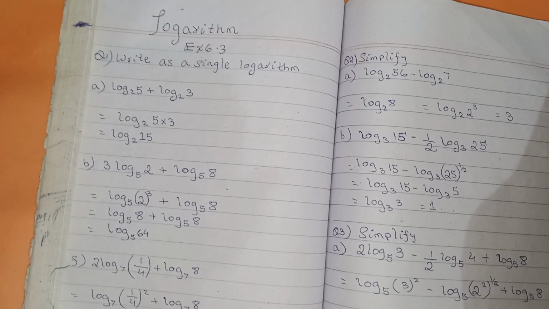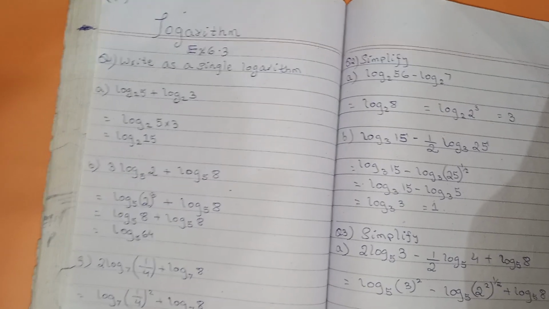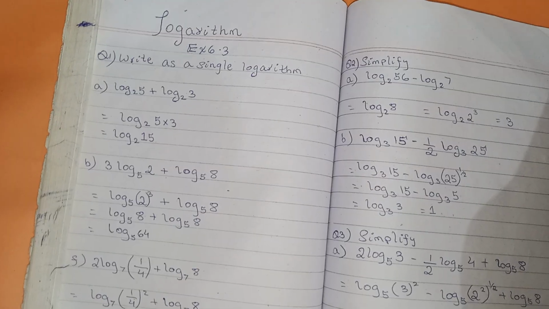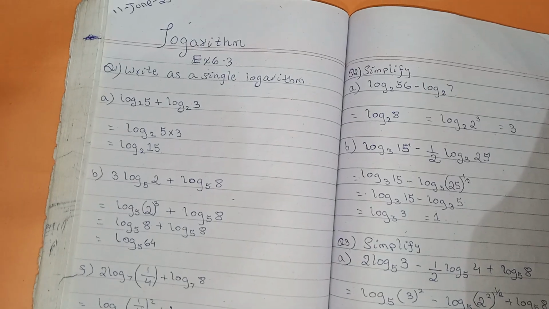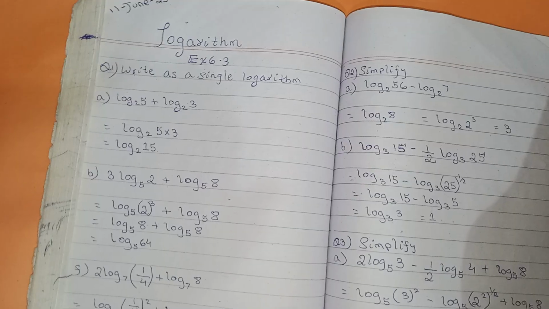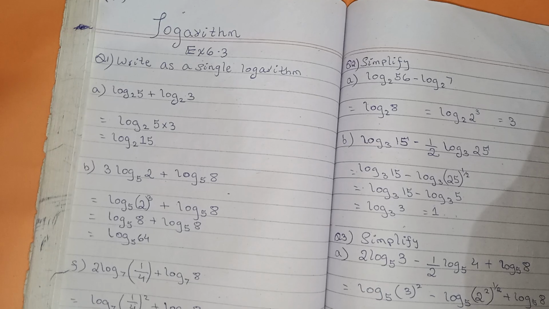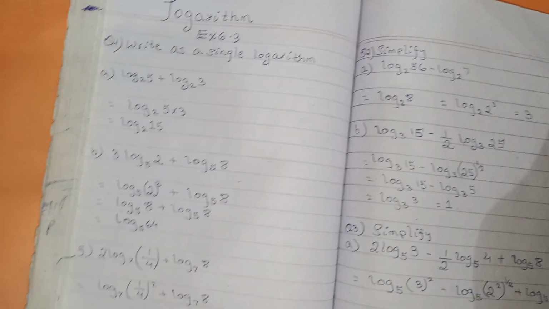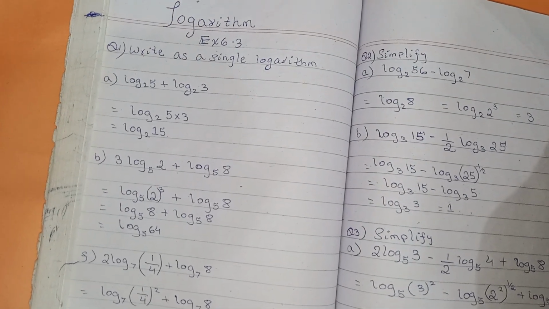And in today's class we will start from exercise 6.3 of chapter 6, which is known as logarithmic expression and functions. We will start from exercise 6.3 question number 1, and we will do some parts of some questions. Question number 1 says: write as a single logarithm. These are the two logarithms, so we will do it with a single logarithm.